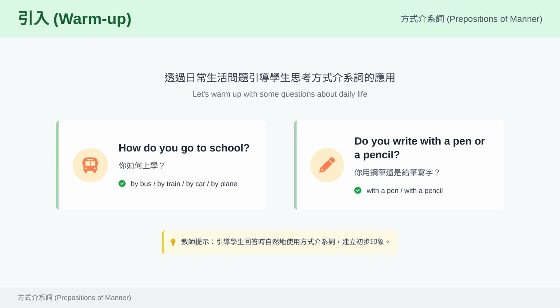For example, how do you go to school? By bus or by train or by car or by plane? Do you write with a pen or a pencil? With a pen or with a pencil? Teacher's tip. Guide students to use prepositions of manner naturally when answering to establish a preliminary impression.